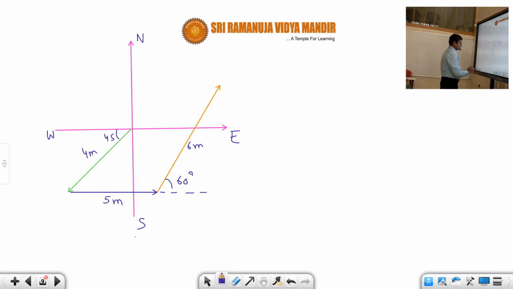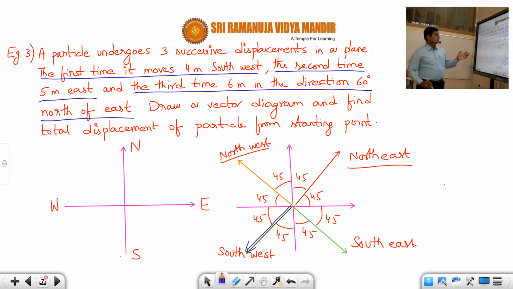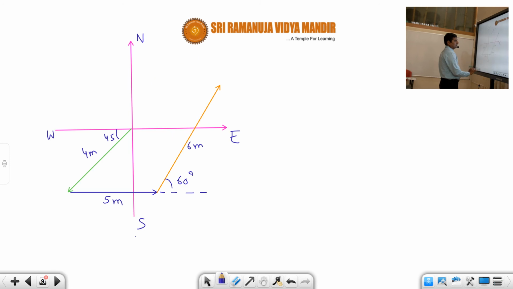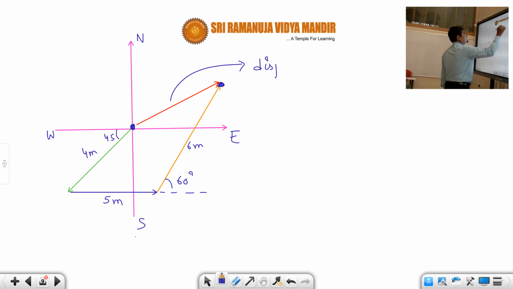displacement, students? That's what they're asking basically. What is the displacement? Draw the vector diagram and find the total displacement of the particle from the starting point. So this is just a simple resolution method. You just have to add the final displacement, meaning basically the final vector, students. This is the starting point, this is the final point. So you just have to draw the line from here to here. So this is called the displacement, students.